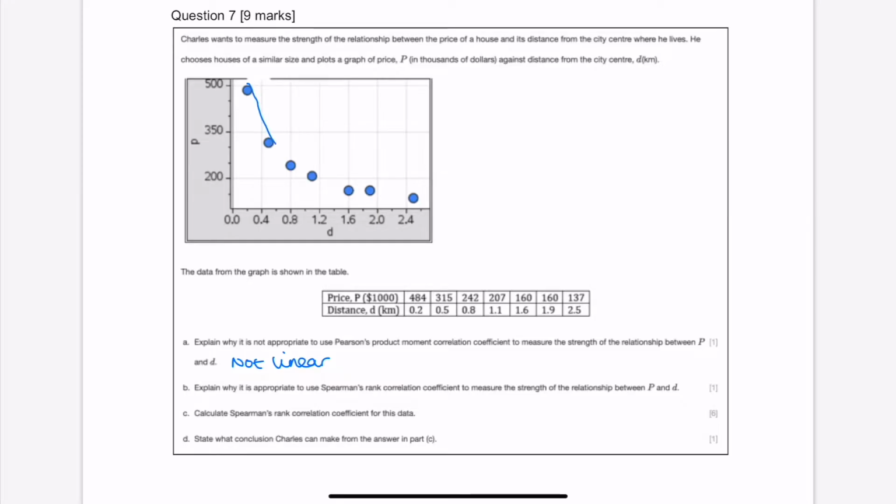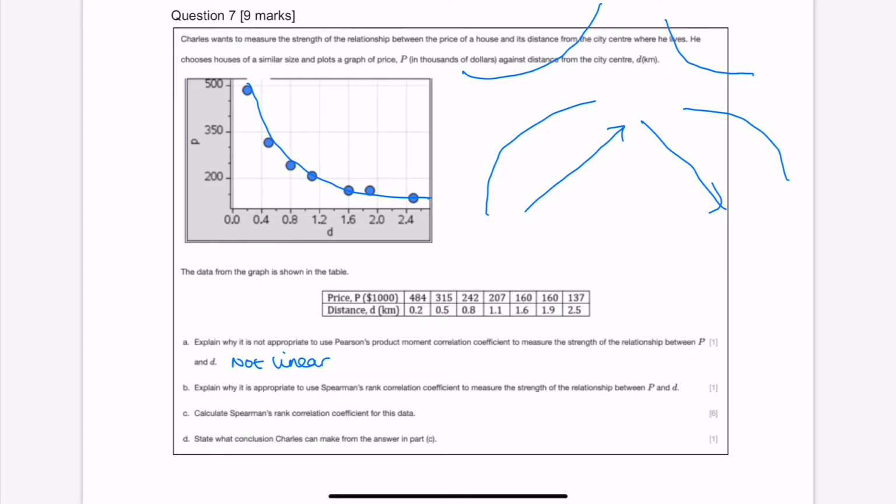And we can see here it's definitely not linear. It's got that curved shape. Then we're explaining why it is appropriate to use Spearman's rank, because sometimes we have data that can't use either, and that's because it is monotonic, which means it's always decreasing or always increasing. So it might not be a linear straight line, but it is increasing non-stop in whichever way that might be, or decreasing in whatever way that might be. So in that case, it is allowed to be used. So you can just say it's always decreasing.